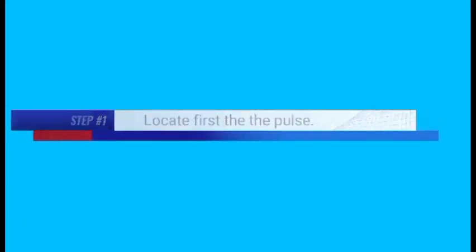So how do we check the radial pulse? First step is to locate the pulse. So the radial pulse can be found at the wrist area, just below the base of the thumb. Then, use your three fingers and just press lightly to feel the beat.